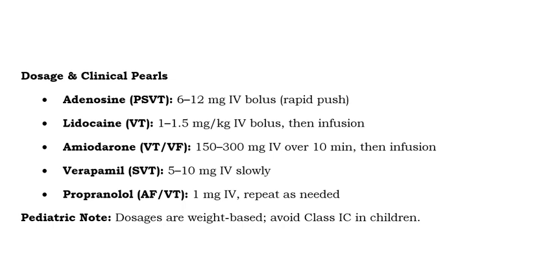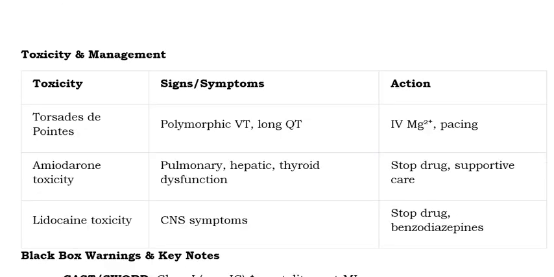And there's a pediatric note, too. Simple but important. Pediatric doses are almost always weight-based, and generally you avoid Class IC drugs in kids because of the higher proarrhythmia risk seen in that group. Good to know. Next, toxicity and management. What if things go wrong?